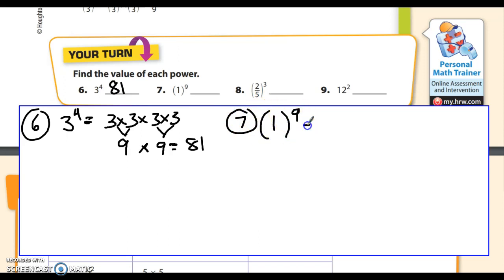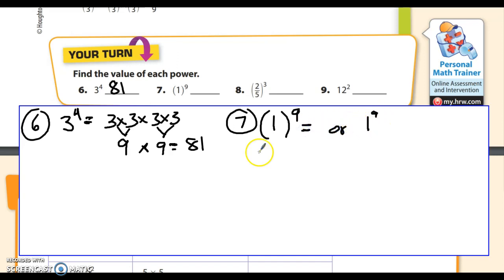Number 7, 1 to the 9th power. What does that mean? By the way, these parentheses right here, they don't mean anything. That's not a big deal. The parentheses for number 7 and no parentheses for number 6, they're not required for number 7. They're just throwing them in there to maybe mess with you. Number 8, the parentheses are required. So the other way you could have done number 7, you totally could have written it as just 1 to the 9th power.